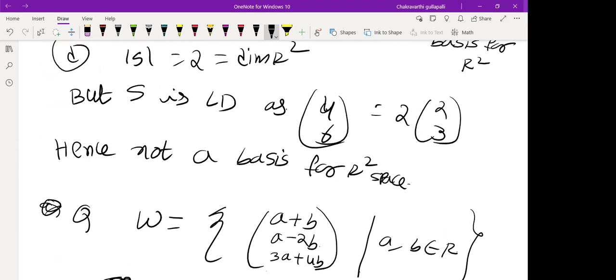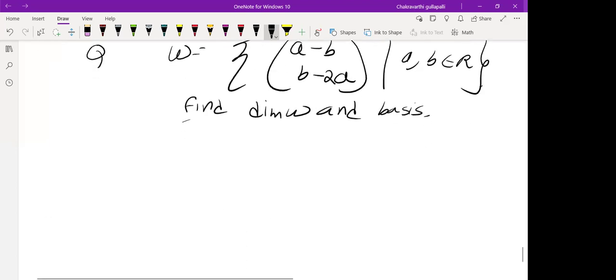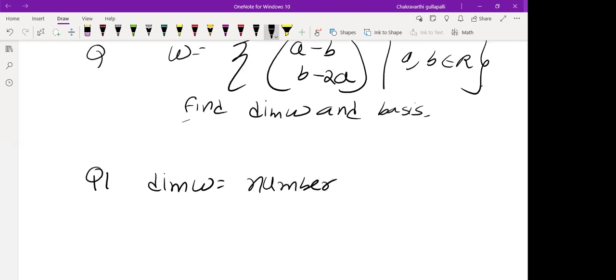2, ma'am. Why is the dimension 2? Number of free variables. Correct. There is no condition given, so the number of free variables is 2. Free variable means you can give any real number or any scalar. Here A and B are real, so they are free variables. The number of free variables will give you the dimension. So for question number 1, the dimension of W is equal to the number of free variables, which is 2.